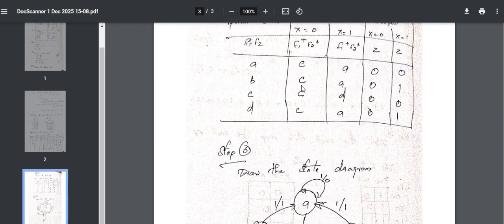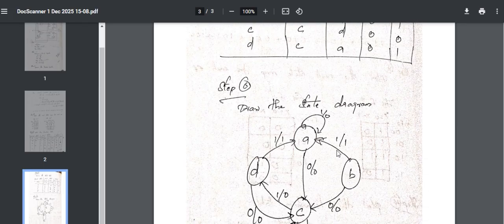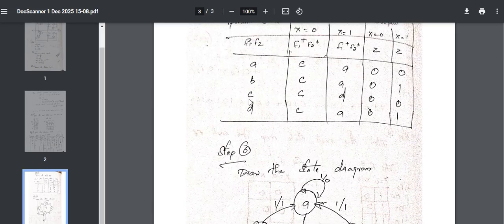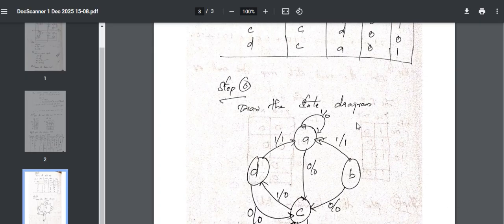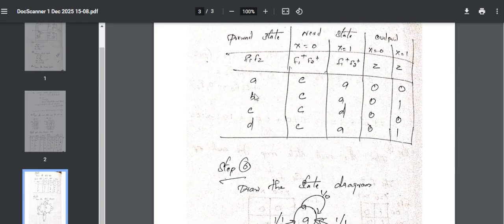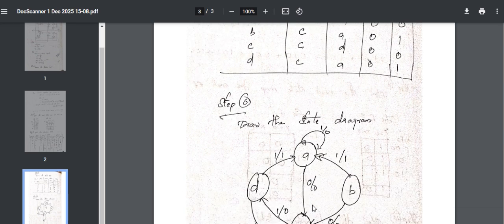Now the same. It is moving from B to C when x equal to 0 and the output is 0. You see, it is drawn like that. Again, see here, it is moving from C to C when x equal to 0 and the output is again 0. So like this, you can draw this diagram, seeing all the values from the table, and plot it in the state diagram. I hope it is clear. Thank you.